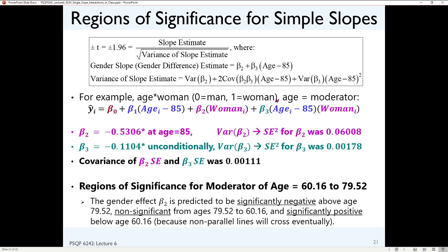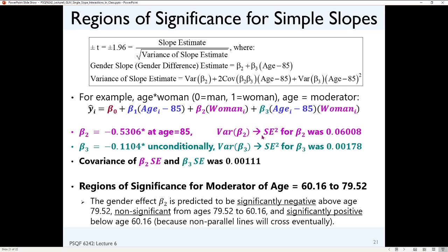And so running this same data set, this example, through, I have a SAS macro that I wrote that does this. I also put this into an Excel sheet. I'm sure you can find R packages and whatnot that do regions of significance as well. But here's our equation. And let's say that our results are that we have a simple gender slope of minus 0.53 at age 85. So that's what beta 2 means, because that's when age is 0 and this part would drop.